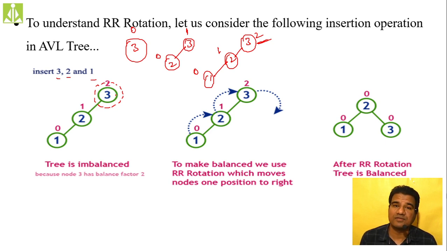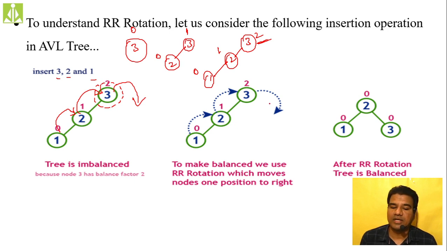And what type of rotation we have to perform? Because of the insertion of a left child into the left subtree, the tree became imbalanced and we lost the property. So we have to perform right rotation. This 3 will move over here, 2 will come to 3's position, 1 will come to 2's position. The same thing we did over here.